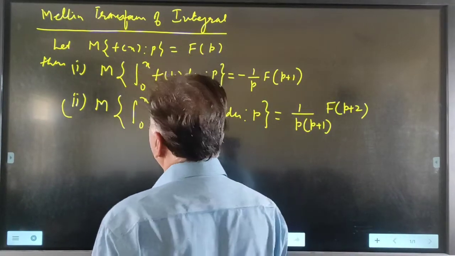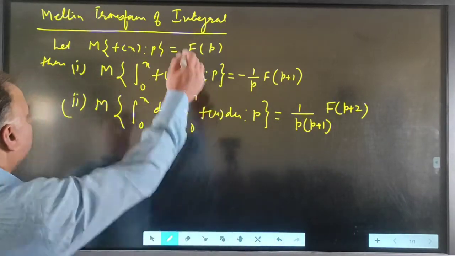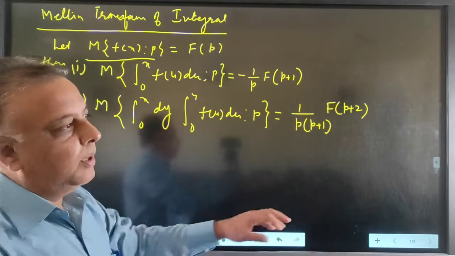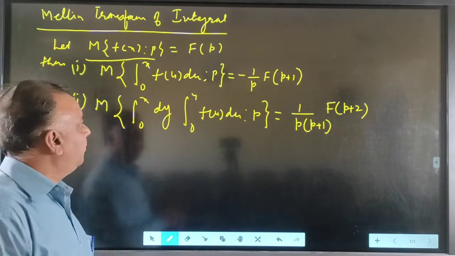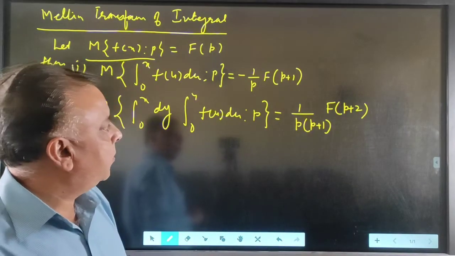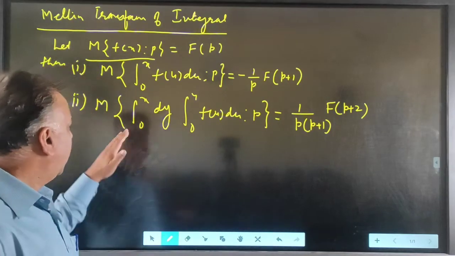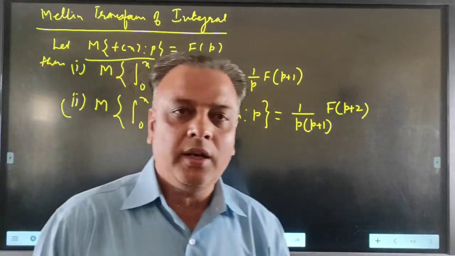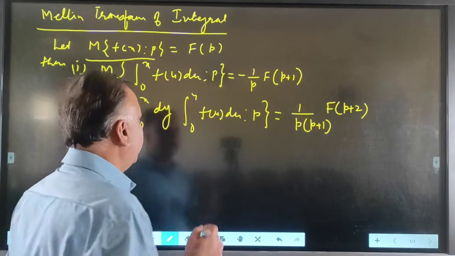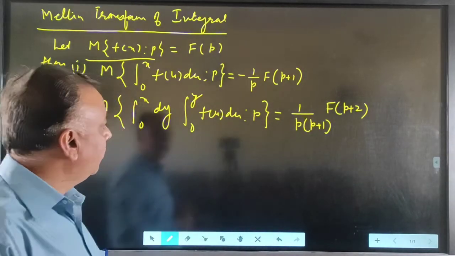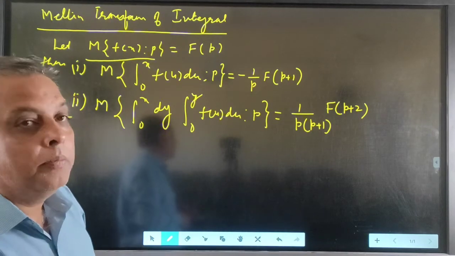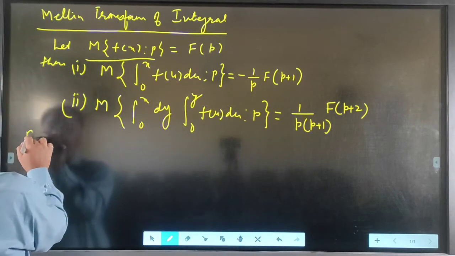We have to prove these two results. If the Mellin transform of f(x) with respect to p is equal to F(p), then the Mellin transform of the integral from 0 to x of f(u) du is minus 1 upon p F(p plus 1). And the second result is for the repeated integral: the integral from 0 to x dy of the integral from 0 to y of f(u) du is equal to 1 upon p into (p plus 1) F(p plus 2).